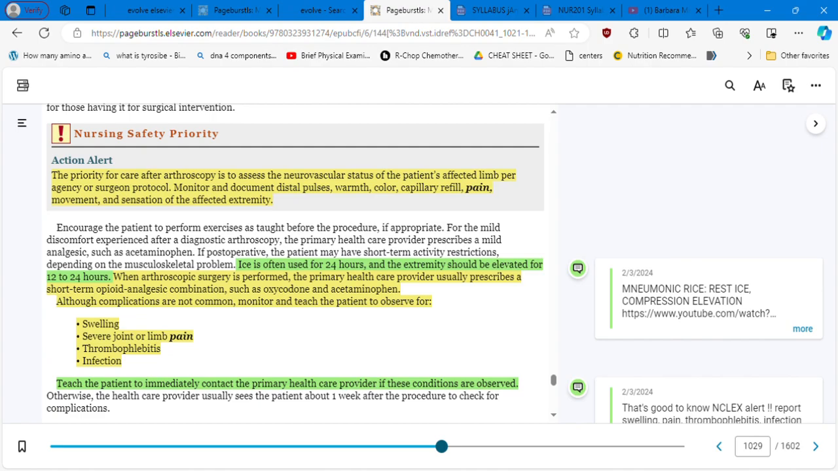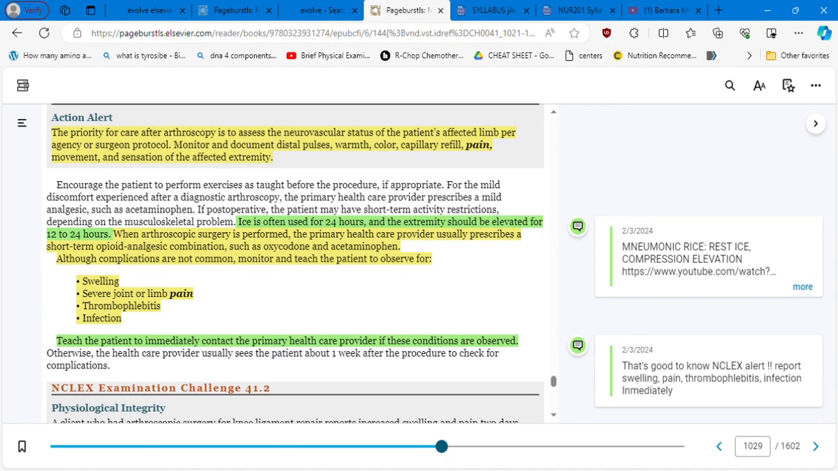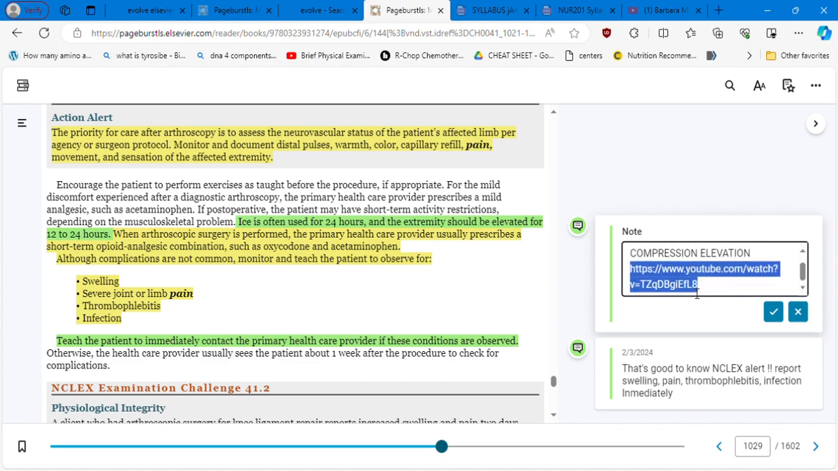When arthroscopic surgery is performed, the primary healthcare provider usually prescribes a short-term opioid analgesic combination, such as oxycodone and acetaminophen. Although complications are not common, monitor and teach the patient to observe for swelling, severe joint or limb pain, thrombophlebitis, and infection. Okay, let's watch this video about RICE. These are things that you need to learn and you need to master these therapies, okay?